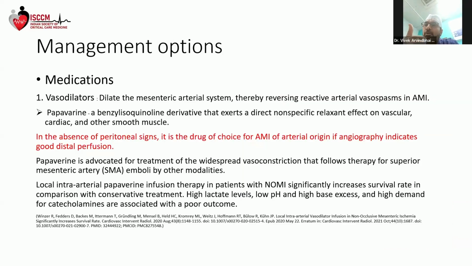So now, the management options as far as the medications are concerned. First is vasodilators in the form of papaverine. In the absence of peritoneal signs, it is one of the drugs of choice for acute mesenteric ischemia of arterial origin if angiography indicates good distal perfusion. And local intraarterial papaverine infusion therapy in patients with non-occlusive mesenteric ischemia significantly increases the survival rate.